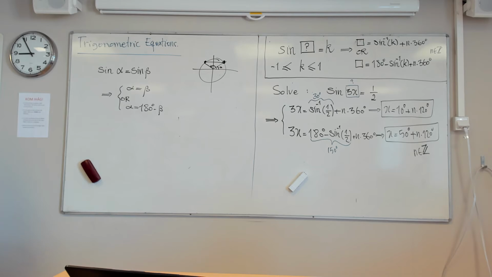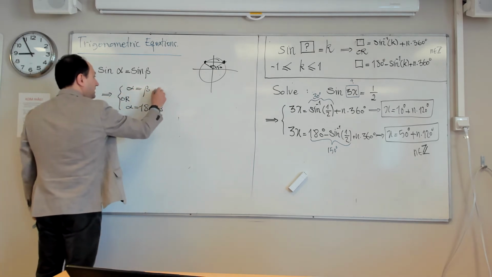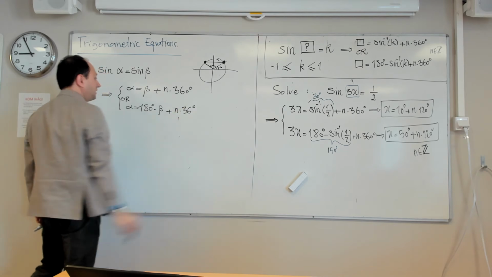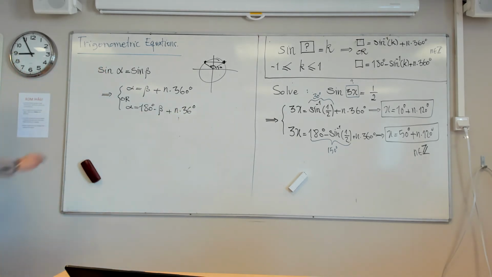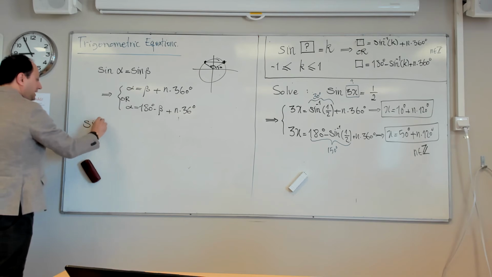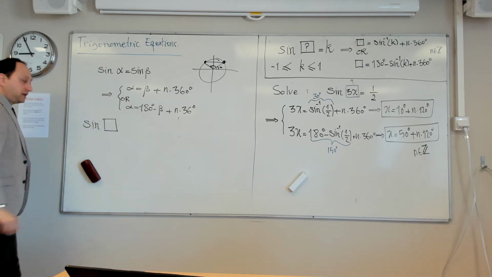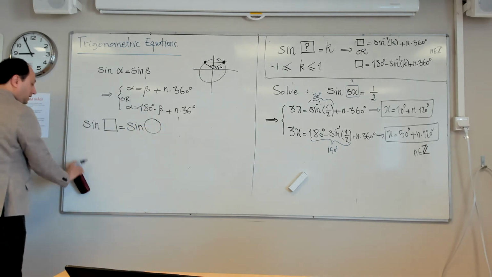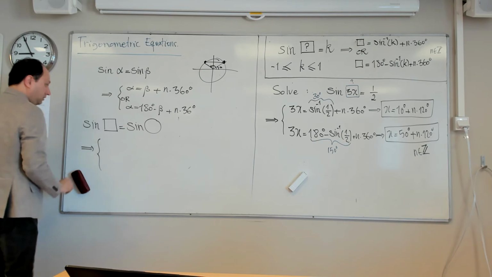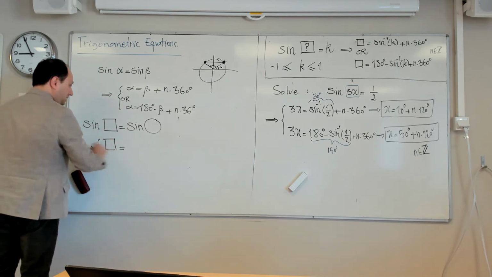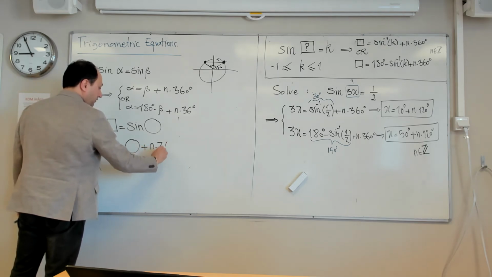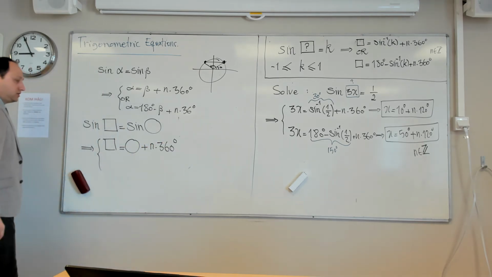This is not hard to guess, because I need to go round and come back to the same point, yes? So it means that I need to add n times 360 degrees here, n times 360 degrees here. That is also extremely important. So let me finalize it in this way. If someone tells me that sine of a box is equal to the sine of something else, the circle, what can I immediately conclude? I can immediately conclude that what is inside the box is equal to the circle, but they might differ by a multiple of 360 degrees.